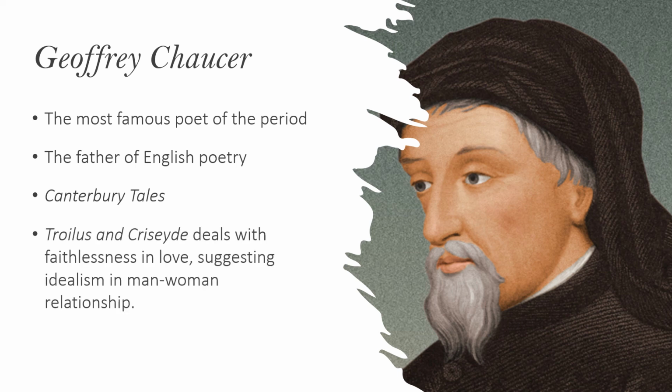Troilus and Criseyde is a poem by Geoffrey Chaucer. It deals with faithlessness in love, suggesting idealism in man-woman relationship. He excels in the use of meters and rhyme. His language is very lucid and rhythmic.